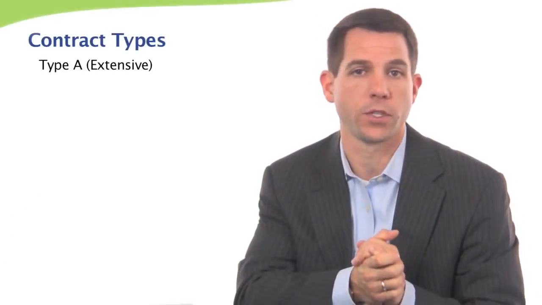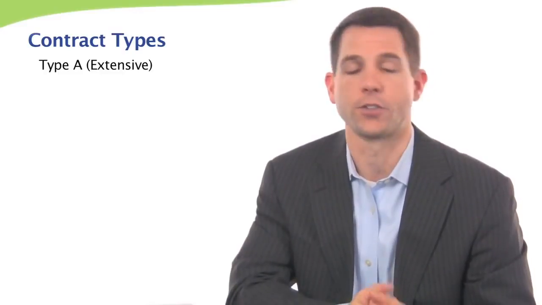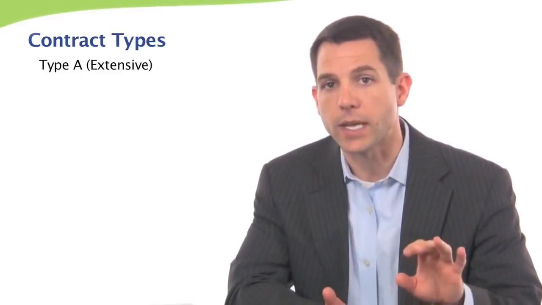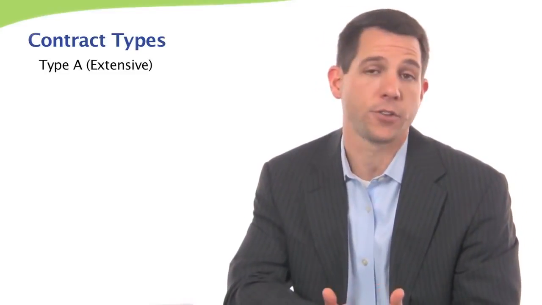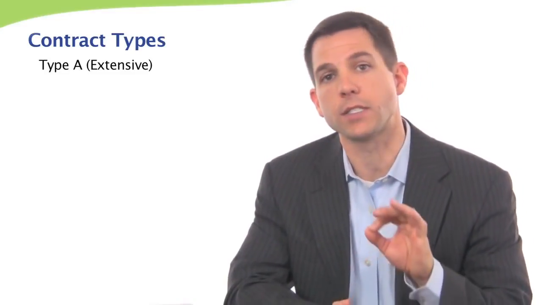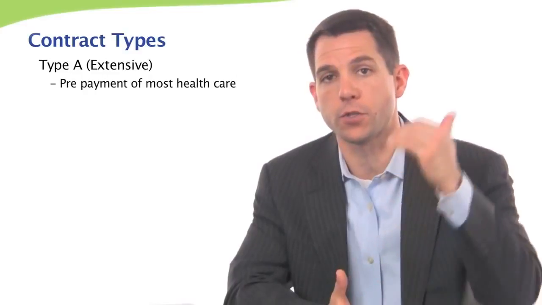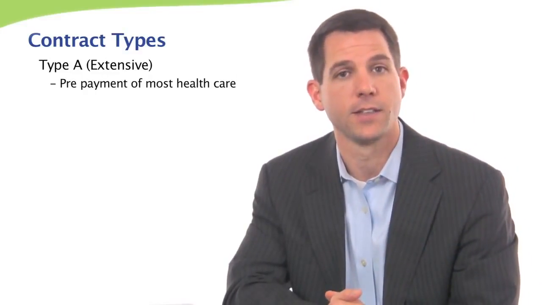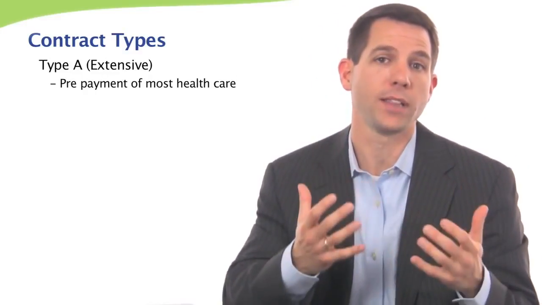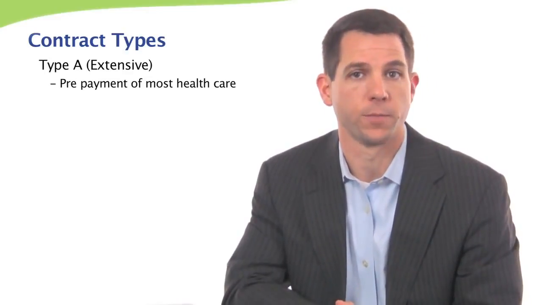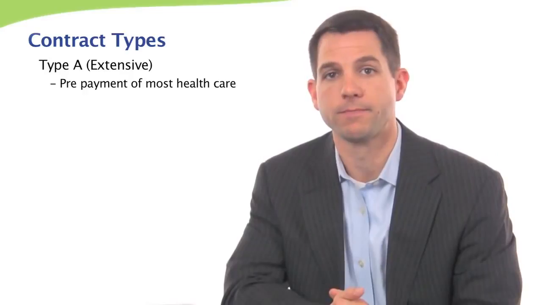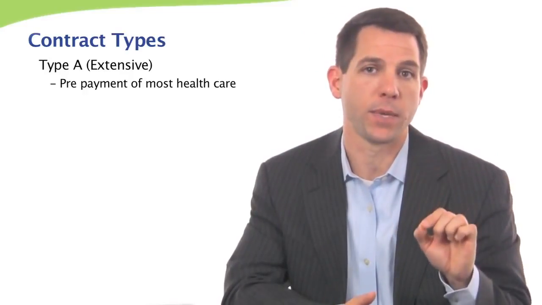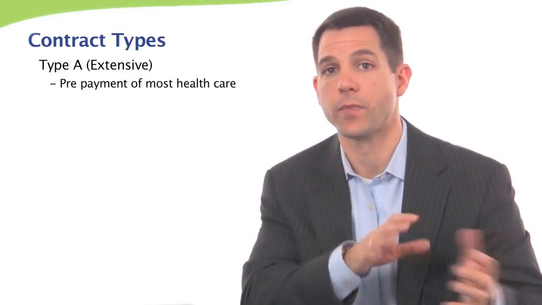The first type is something called Type A, often referred to as an extensive or life care contract. Relatively speaking, a person will pay the highest entrance fee for this type of contract than any other type. The reason is because it's essentially a way to prepay for future long-term care and nursing care needs. The idea is that no matter what level of care may be required in the future, the resident's monthly expenses will remain relatively flat.